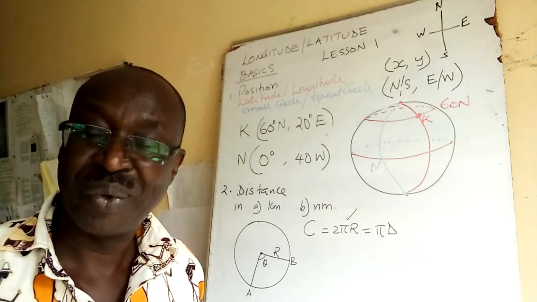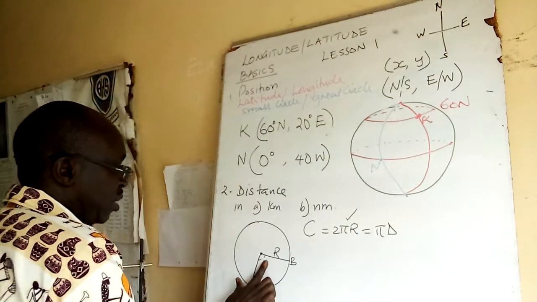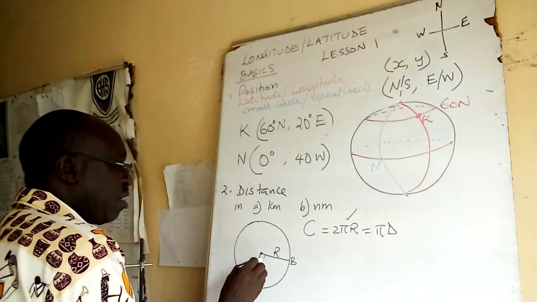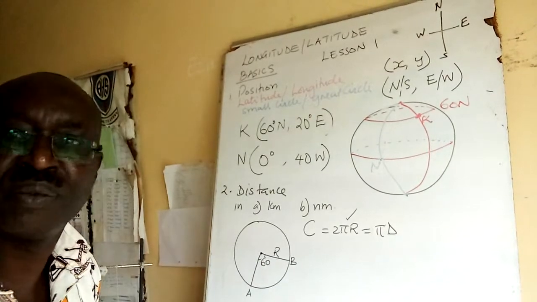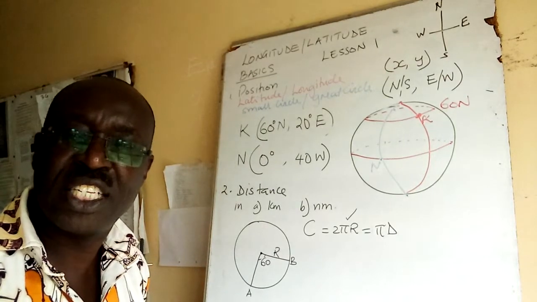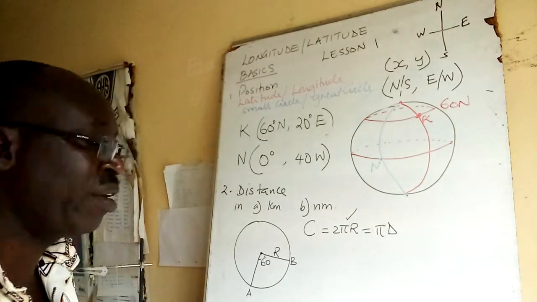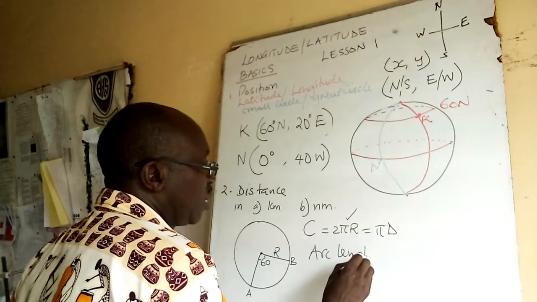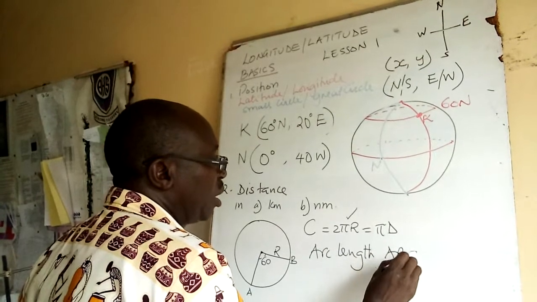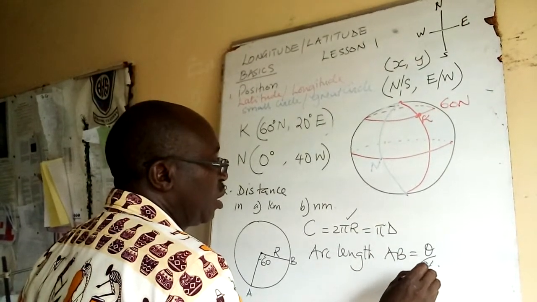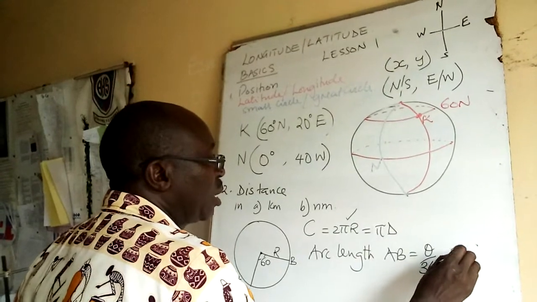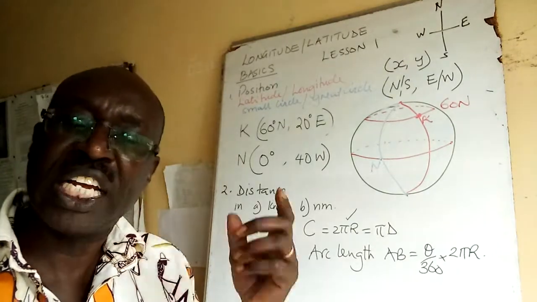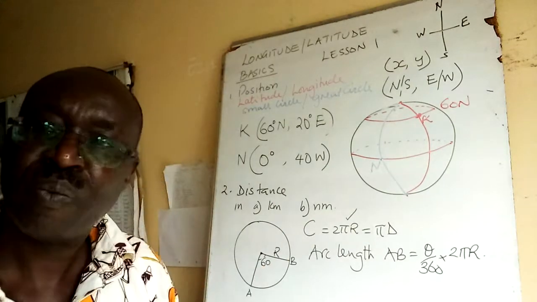So if I ask you, okay? Somebody moved from A to B along the circumference, thereby covering angle 60. So what is the arc length AB? So arc length AB is equal to theta over 360 times 2 pi capital R. Why have I written capital R? Because it represents the radius of this circle.